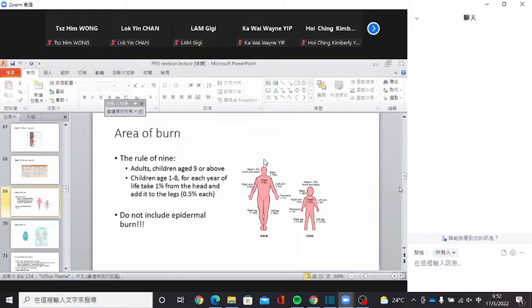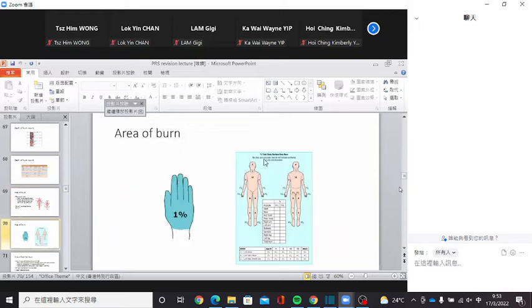However, when we are calculating the area of burn, we do not include the epidermal burn. We only count for the burn that involves the dermis. So if it's just erythema, the epidermis is intact, please do not include the area of burn in your calculation. Another way to count is by the patient's palm. They will represent 1% of their body surface area. So you can use this one for a smaller burn size wound.